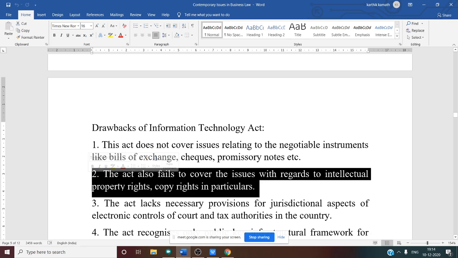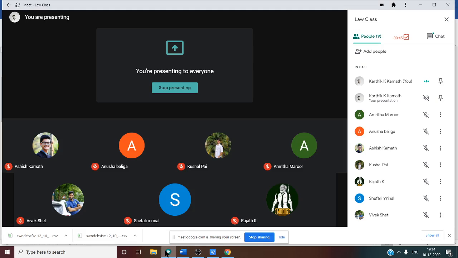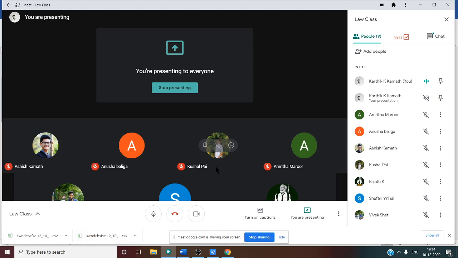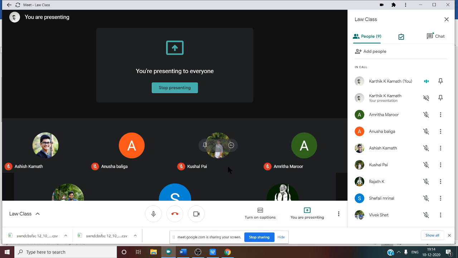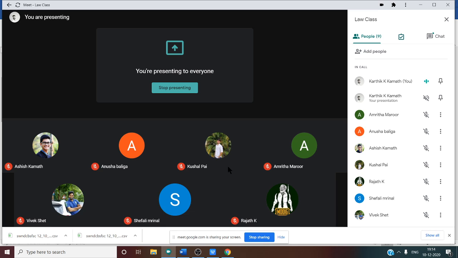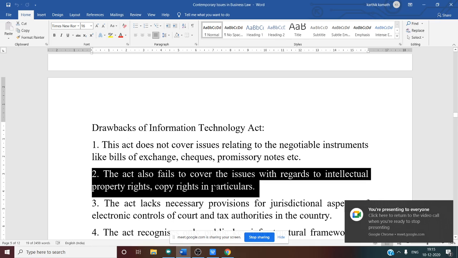Then if you see the second one, the Act also fails to cover the issues with regard to intellectual property right, copyright in particular. So anything which involves creation of the human mind. Intellectual property means it's a creation of the human mind where human effort is involved. In that case, it doesn't come under the IT Act. Why? Because there is a separate act for intellectual property right, and WIPO, World Intellectual Property Organization, governs all those rules. So under intellectual property right, there may be trademark, copyright, and industrial design. So various things are involved under intellectual property right.